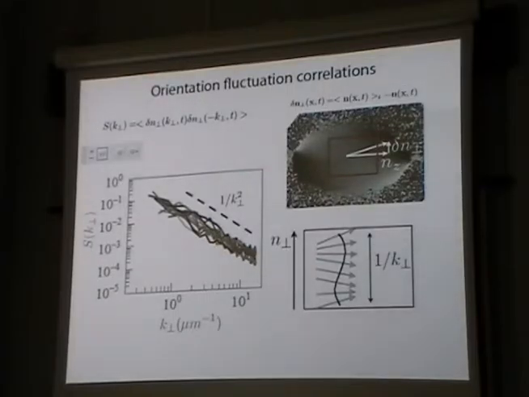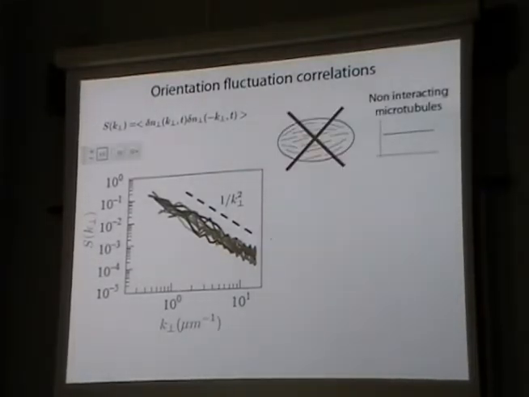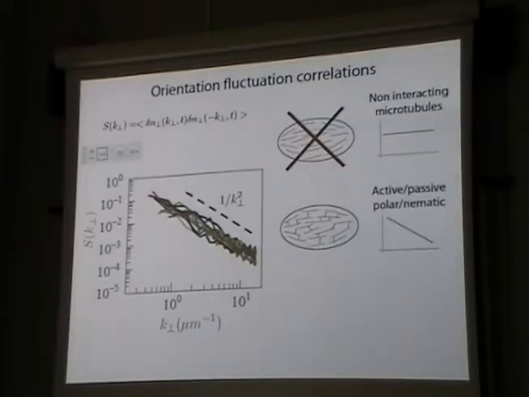So right away, you can say that this couldn't be the case if microtubules were not interacting with each other. So you can reject that model, which would be a really stupid model to have in the first place, but still you can reject it. And it's interesting to note that these 1 over k squared director fluctuations are the same fluctuations you get in regular, honest-to-goodness equilibrium nematic liquid crystals. And in fact, these active liquid crystals, if you look at the theories people wrote down, will also give you 1 over k squared.